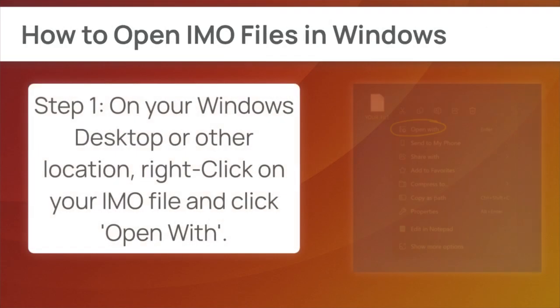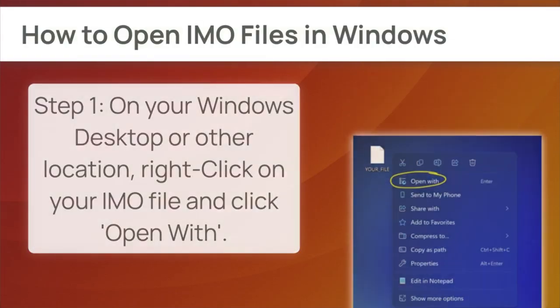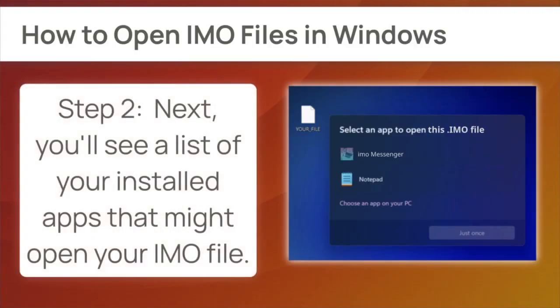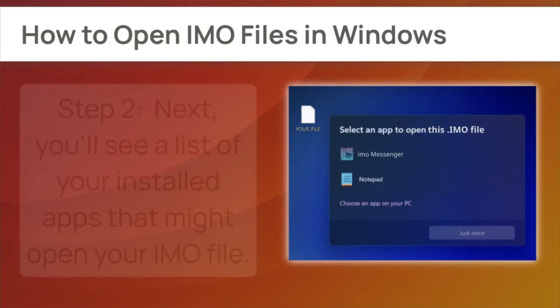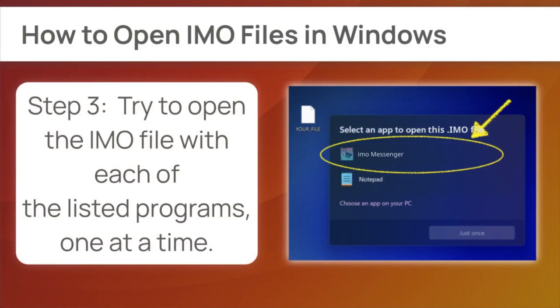We're performing an initial check of the application compatibility. Right-click your IMO file and choose Open With. Test IMO Messenger first. If it's not there, select another program. This process often yields a surprisingly simple fix.